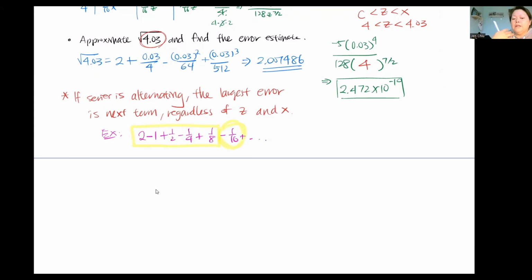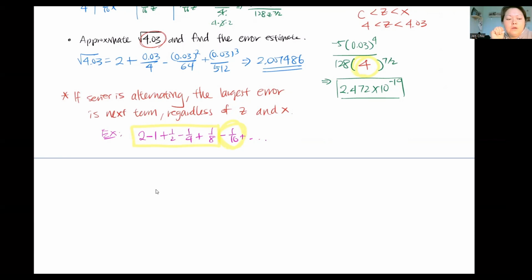You don't need to worry about plugging in the z or an x. Whatever the c value is, you plug it in already, and you recognize that this is truly an alternating series. Then you stop at whatever end term they want you to stop at, and your error is going to be the next one. So you don't have to figure out the z value like we did up here, where you have to figure out the biggest bound, okay?